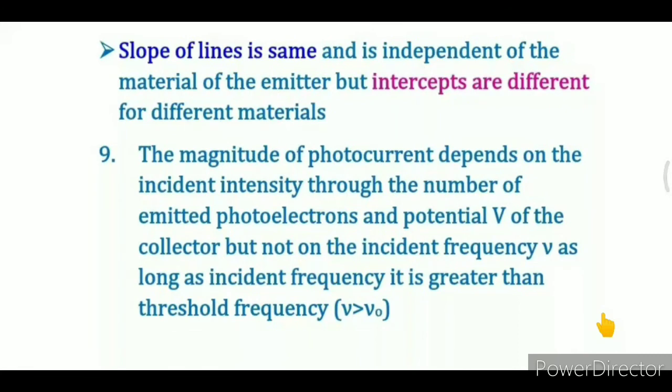So this part of the chapter, dual nature of radiation and matter, is completed with the photoelectric effect, its experimental setup and observations from the experiment, and all the necessary proof and explanation for those observations were given using Einstein's postulate of quantization of energy and the photoelectric equation.